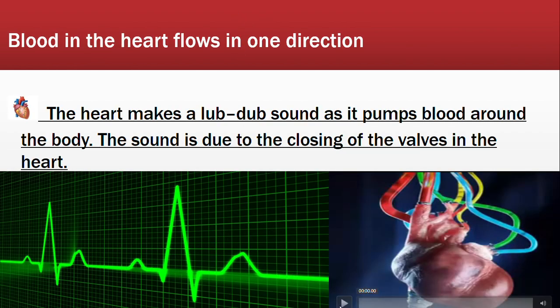So you all saw the lub-dub sound. If you want to hear it again, let's go. Okay, so let's see it again. How it gets pumped. You can see from the veins it's clearly mentioned. Let's see that.